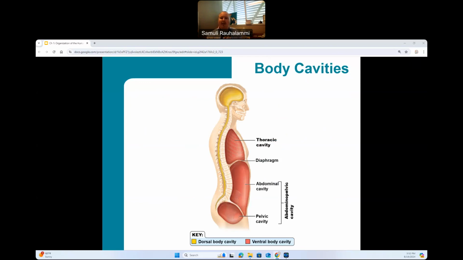Within the thoracic cavity, you also have the mediastinum. This is the central thoracic cavity where your heart and trachea are housed. And do notice that the abdominal and pelvic cavities are not separated by a physical structure. So there's not going to be an actual boundary there if we're dissecting.